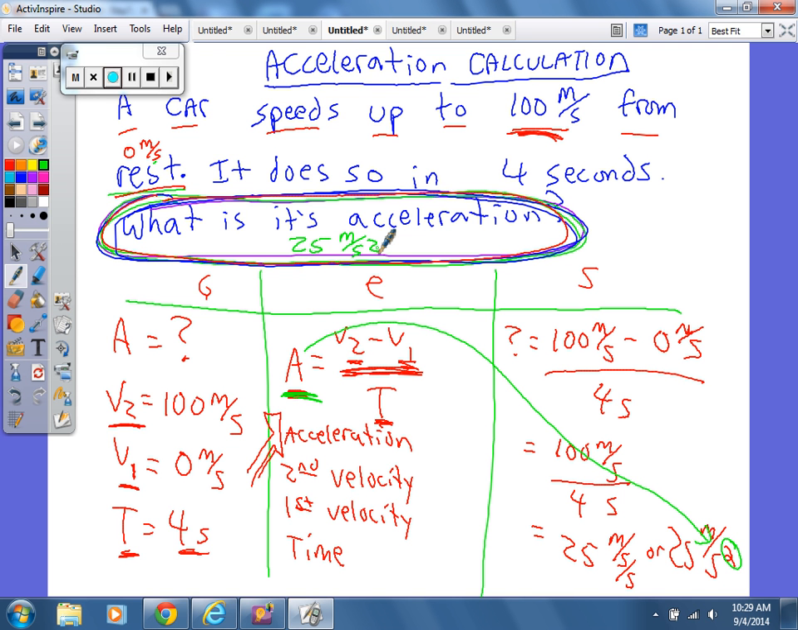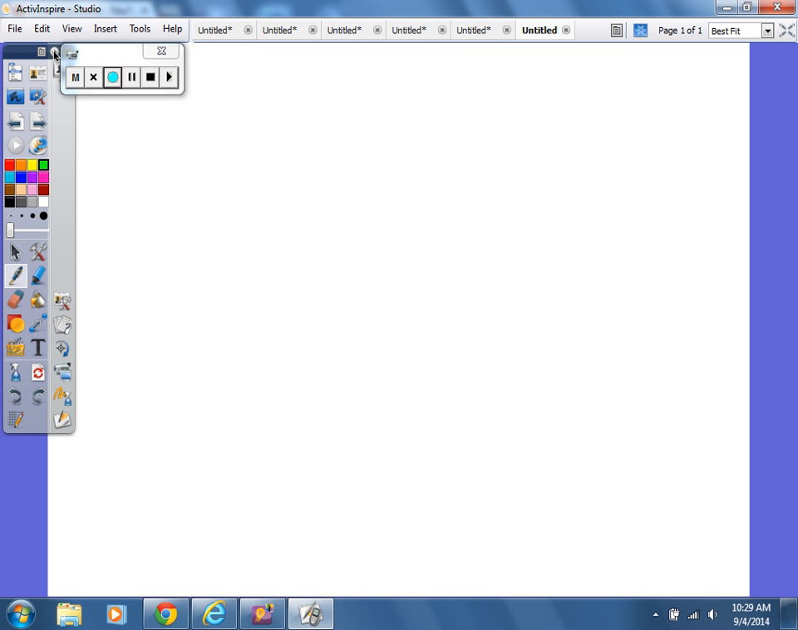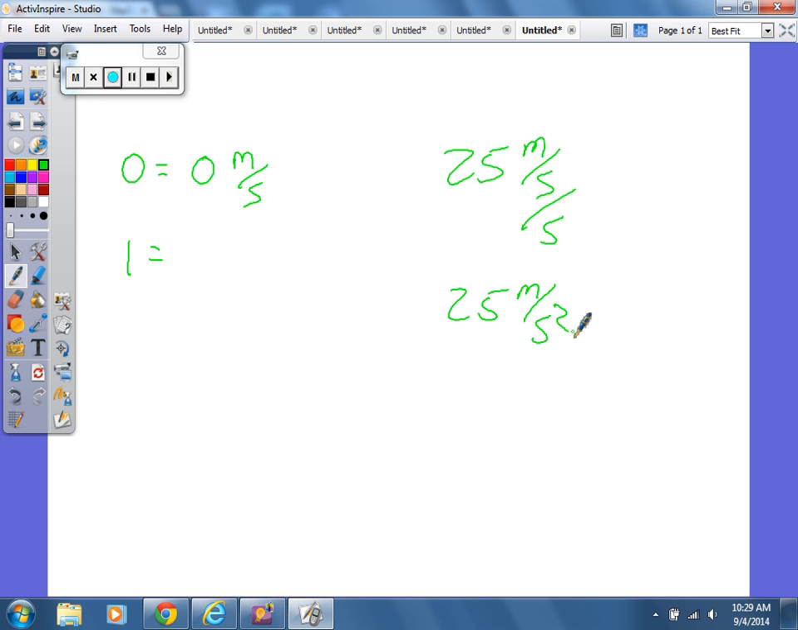Now let's look at this picture for a second. Let's create a new little flip chart here. And so the car started out at 0 meters per second. At time 0, it was 0 meters per second. After 1 second, how fast was it going? If we said that it sped up 25 meters per second every second, we can also say 25 meters per second squared. After 1 second, how fast was it going? That's right, 25 meters per second.